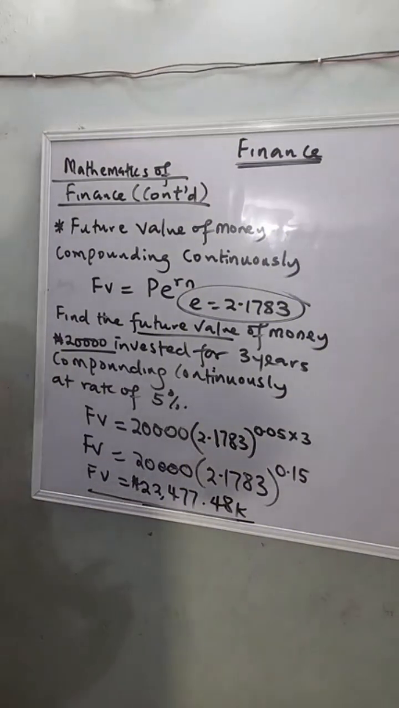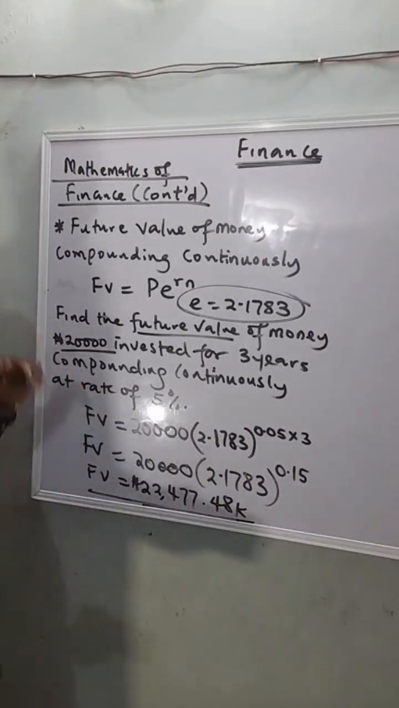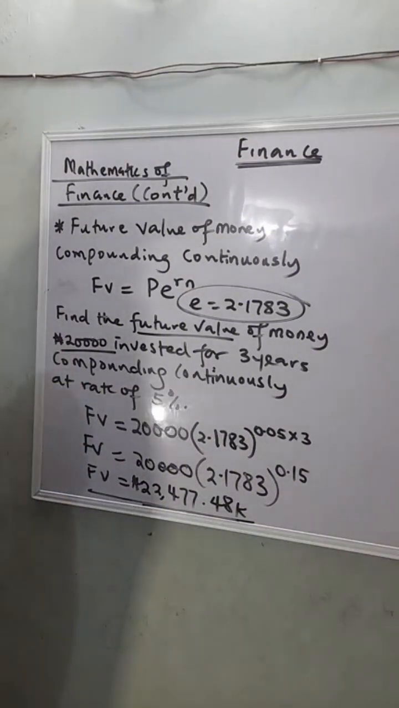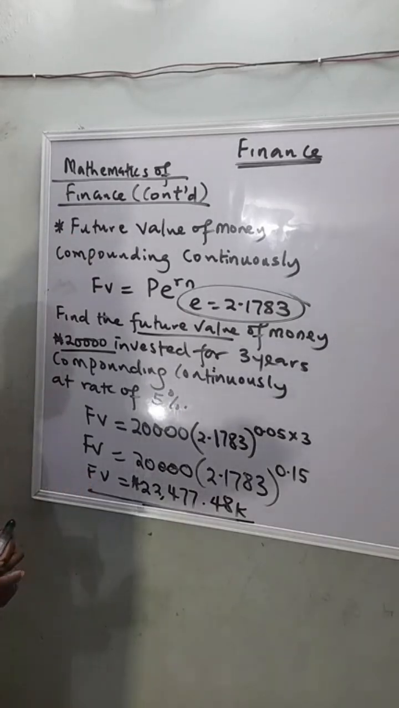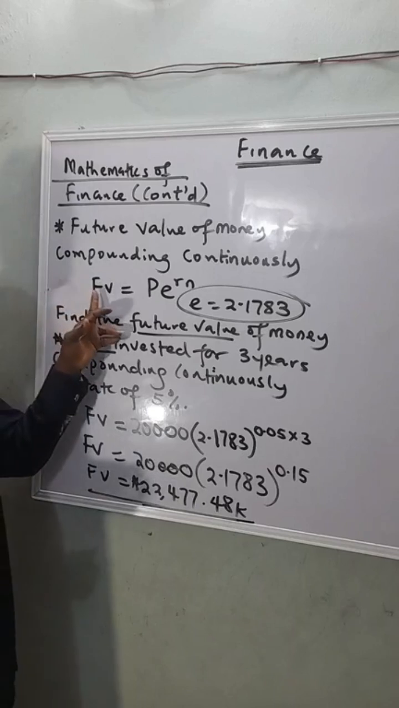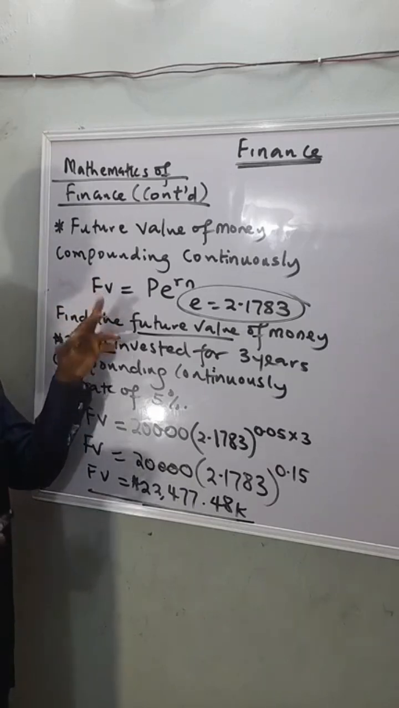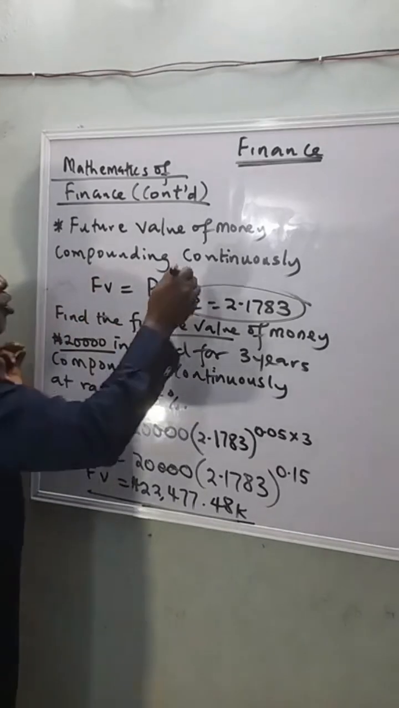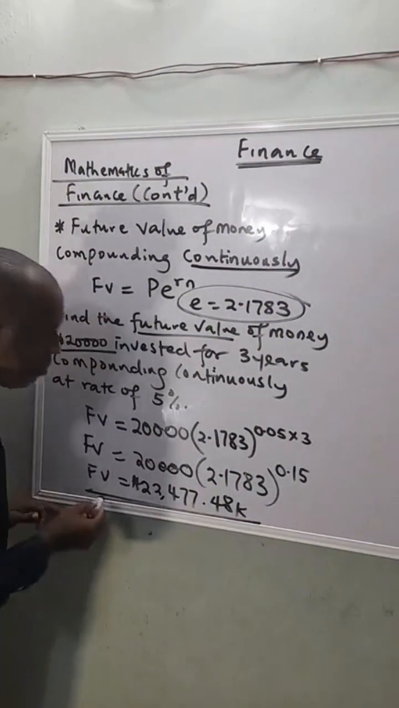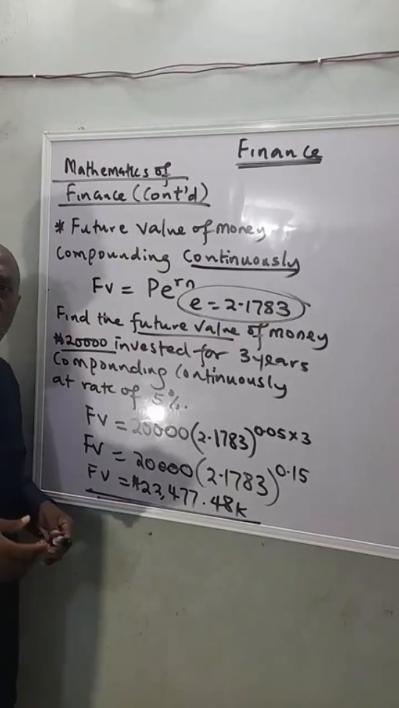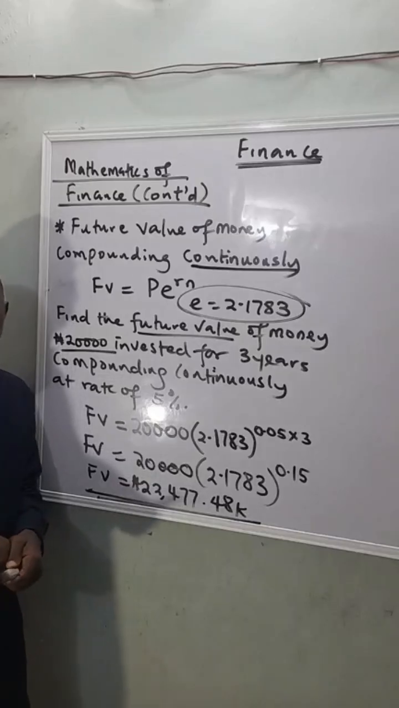In the last class, we talked about future value of money, compounding yearly, per annum. We also looked at the future value of money, compounding daily, weekly, quarterly. And here we have come to the end of the future value of money, the third one, where we need to compound continuously. And this is the answer to this problem. By the time we come next class, we'll be looking at present value of money.